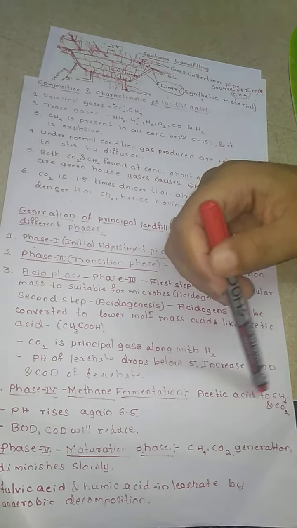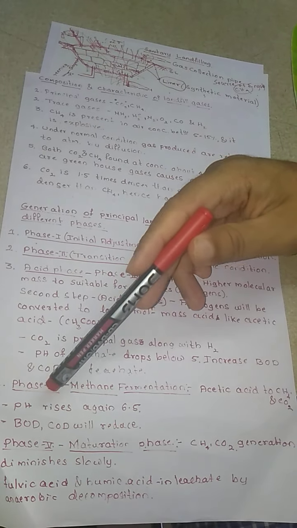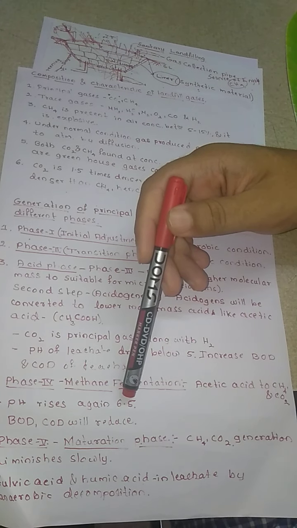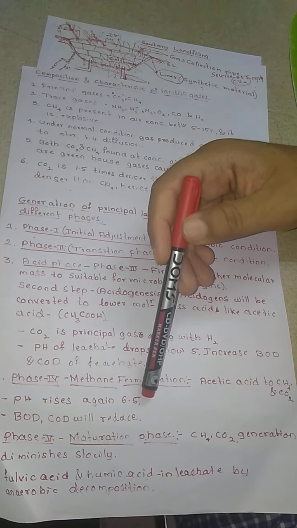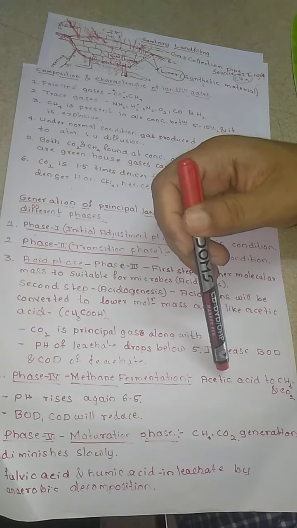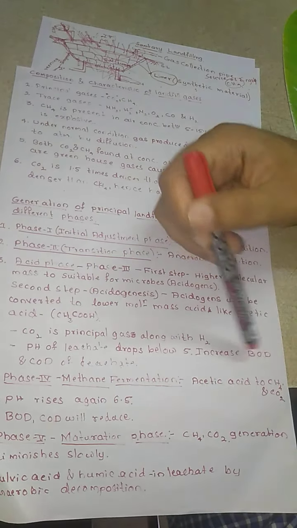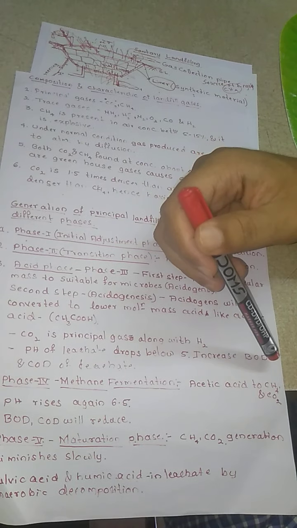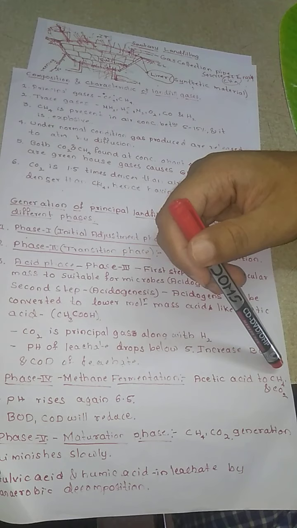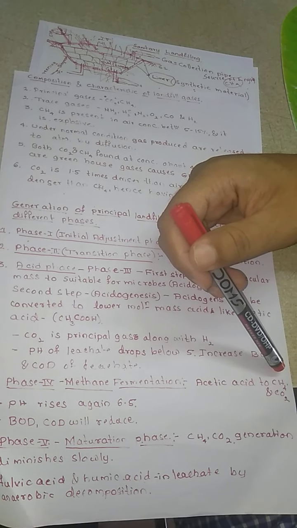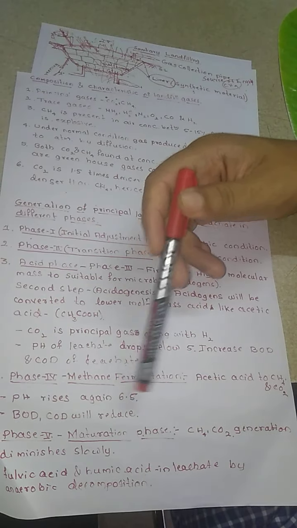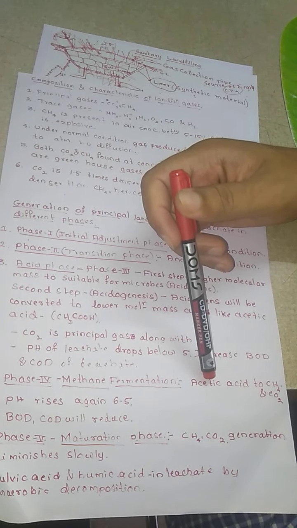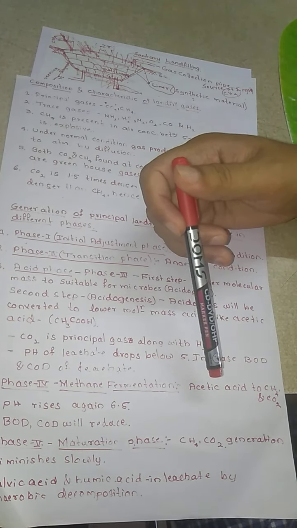Here we are going to have the rise in pH of that particular leachate to about 6.5. The pH of the leachate will again increase to 6.5. Now we have reached the methane fermentation. I have just told you that the gas generation will peak within 2 years. So in the methane fermentation, we have reached that particular phase.